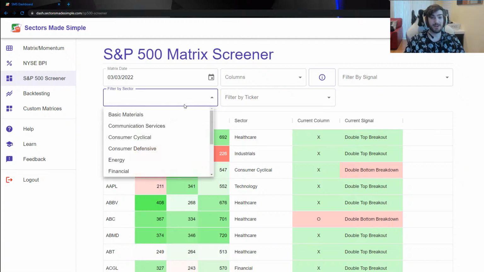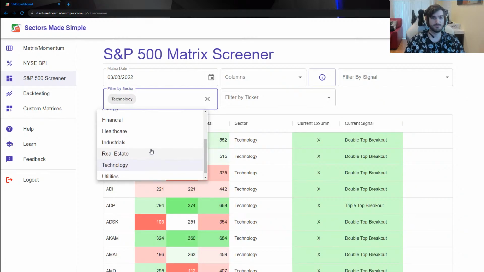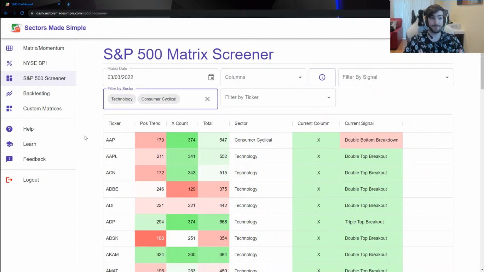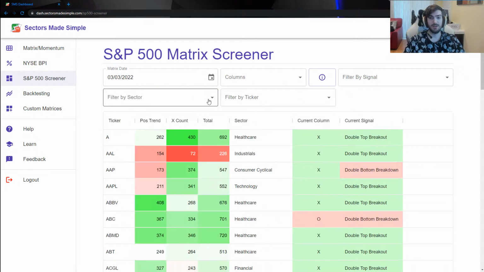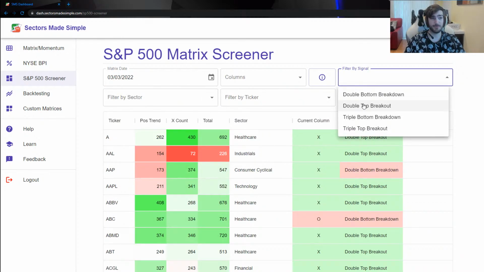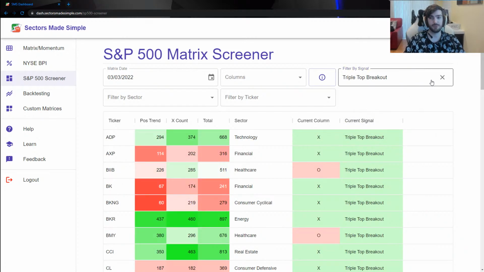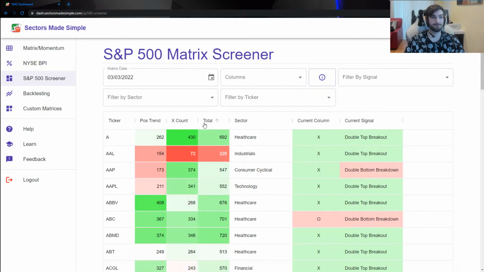You could also filter by sector. So maybe you only care about companies that are in technology or technology and discretionary. You can filter by any number of sectors. And yes, lastly, you can filter by buy or sell signals. So if you only want to see companies on buy signals, you can do that with either the double top or triple top breakout tables. That's the big chunk of it.